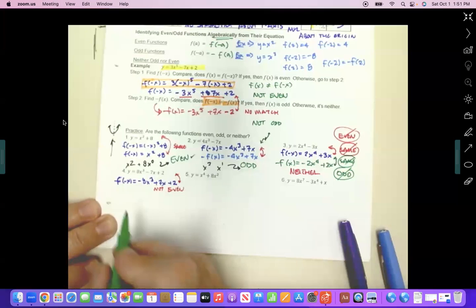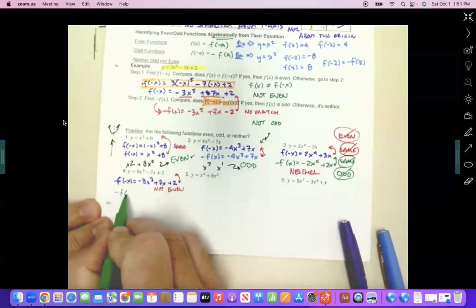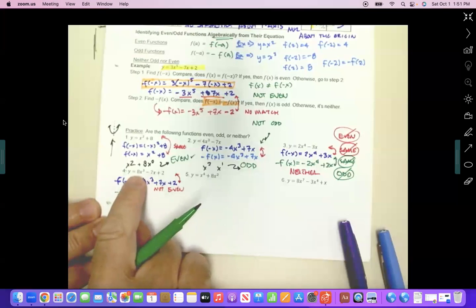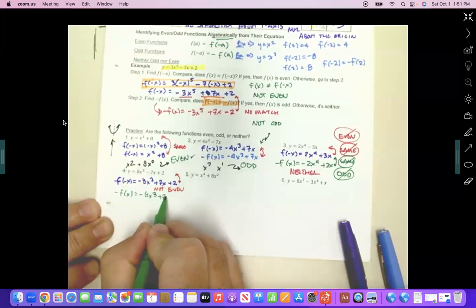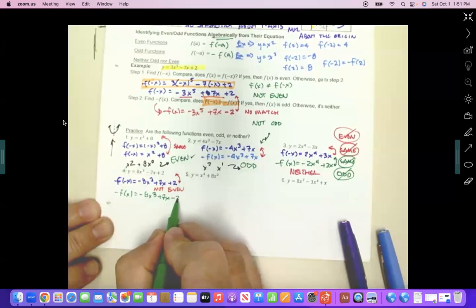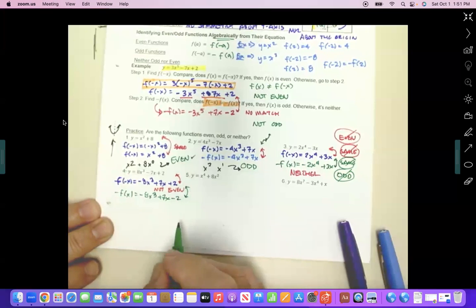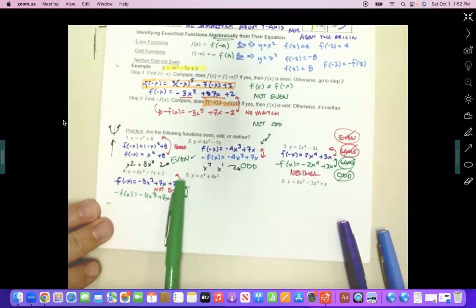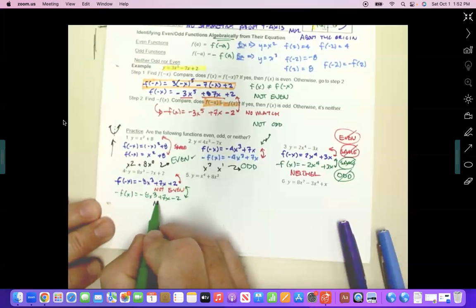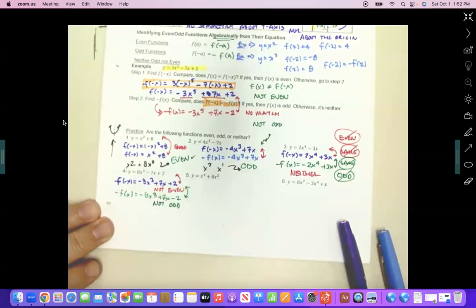If we change the value of the function and change it to the opposite of f of x, you'll see that the first term, negative x cubed, plus 7x, and then minus 2. These are, again, pretty close. The first two terms are the same, but the last term does not match in sign. Therefore, this is not odd. And this is neither even nor odd.